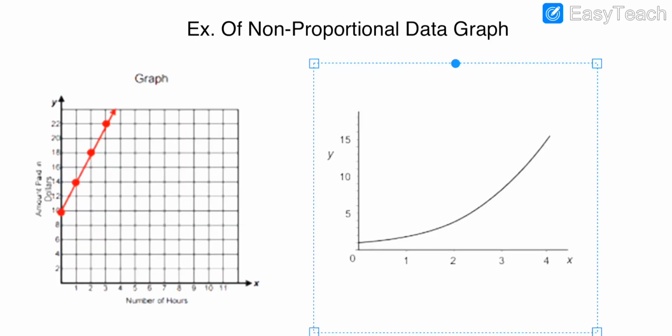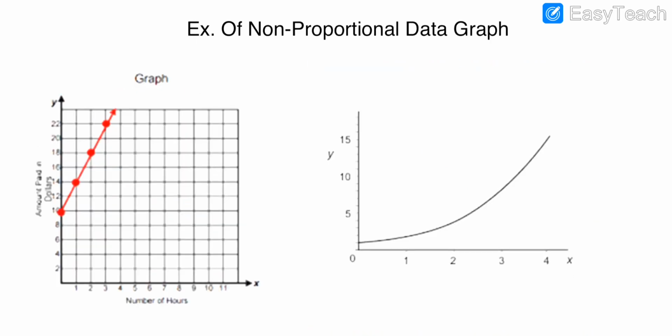Okay. Let's look at some examples of non-proportional data graphs. So I want to look at these two graphs here, and I want you to think about the graphs that you just saw and how are they different from the graphs that are currently on the screen. Okay, so if you need to go back, you can pause the video and go back and compare the two.